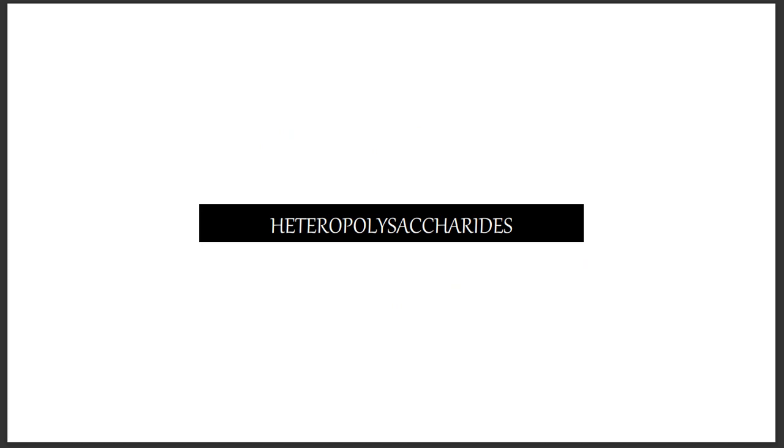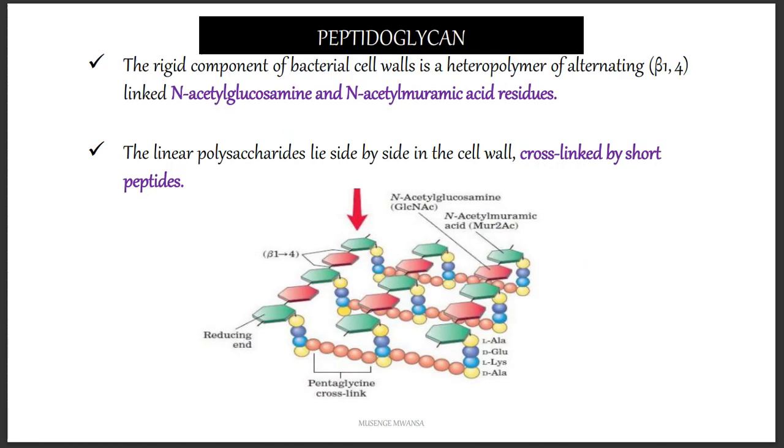Now, heteropolysaccharides, different from homopolysaccharides, are going to be made up of different monomers. The first example we'll talk about is peptidoglycan. If you can hear from the word peptidoglycan, it has a glycan part and a peptide part. Peptide is representing a protein. So it has got a protein and a carbohydrate. Now, this peptidoglycan is very important.